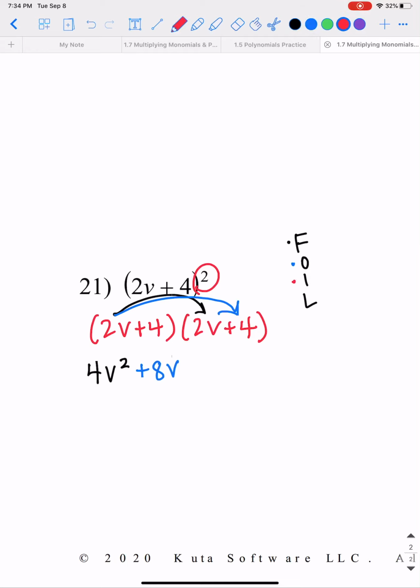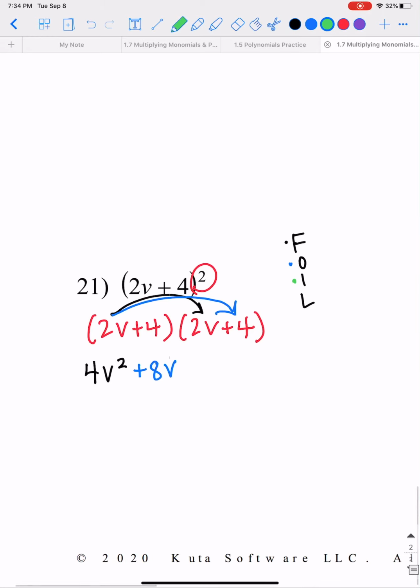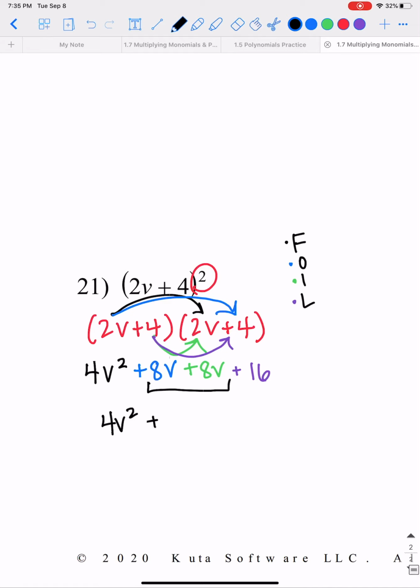Then I stands for inside. Let's not use red since that's the color we wrote in. I stands for inside, so my inside terms are 4 and 2v. So 4 times 2v gives me another 8v. And then L stands for last, and my last terms are 4 times 4, which is going to give me 16. And again, our last step is to combine like terms. So my final answer is going to be 4v squared plus 8v plus 8v is 16v plus 16.